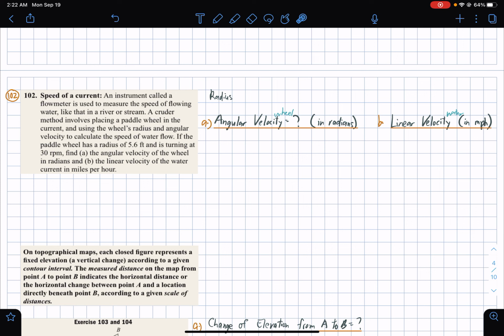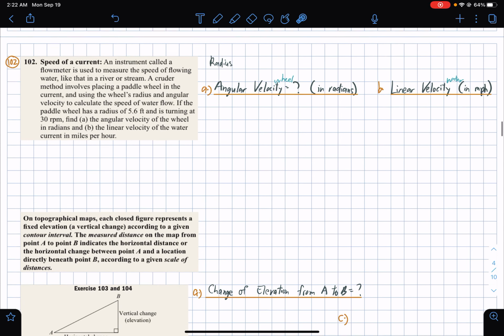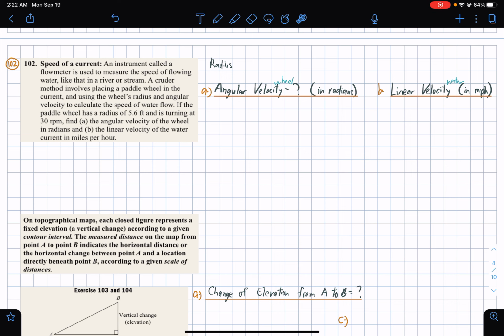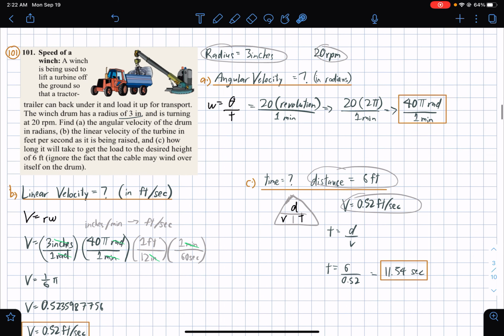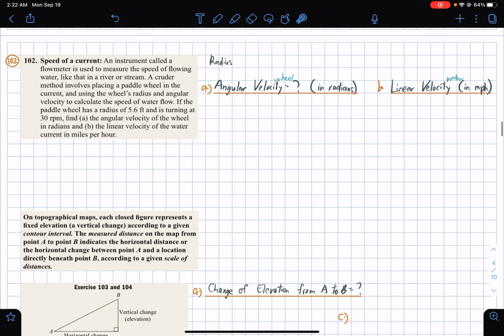Okay, let's continue. The previous video started the exercises 1.1 of Mr. John Coburn's Precalculus textbook. We'll be continuing it. We ended at number 101. Let's start with 102. The speed of a current.